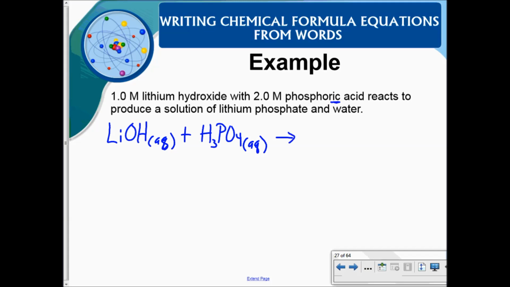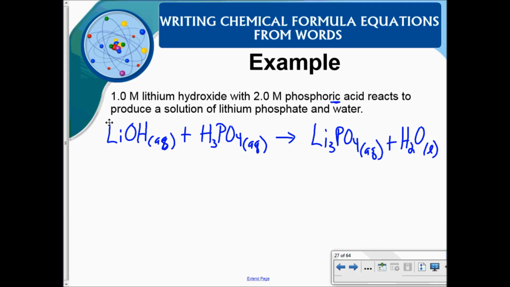And it reacts to produce a solution of lithium phosphate. Notice I'm writing the proper chemical formula. Lithium has a +1 charge. Phosphate has a -3. It would take 3 lithiums to balance the phosphate. It says a solution, so it's AQ. And water, H2O. And we assume it's a liquid unless otherwise stated.